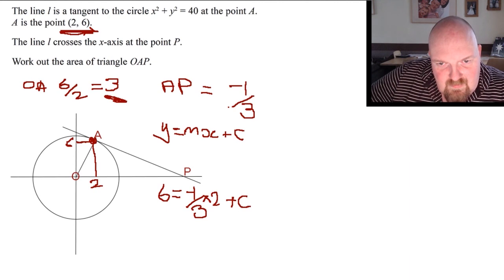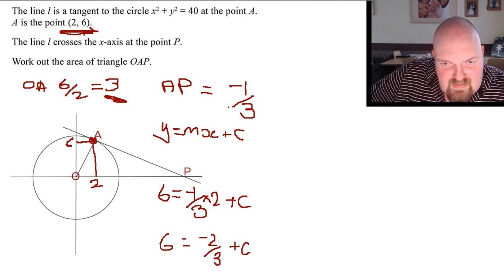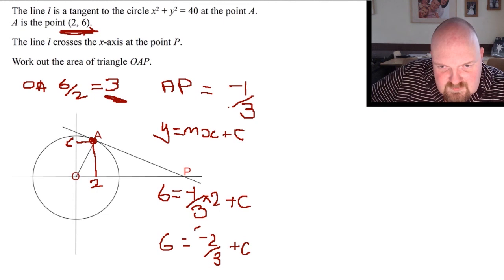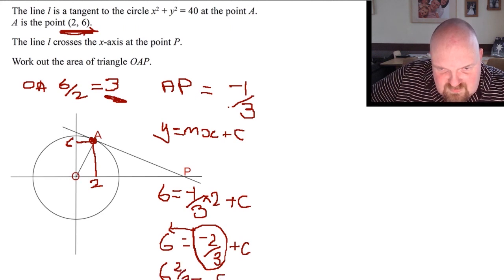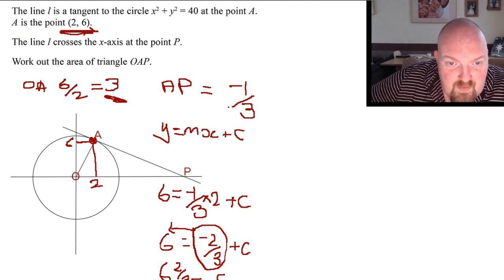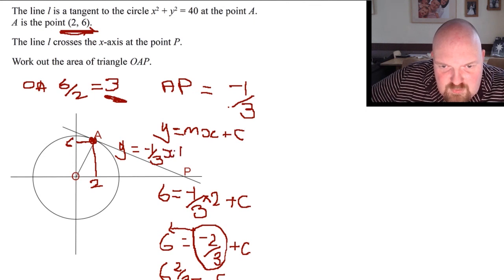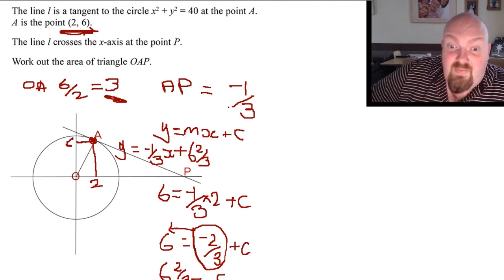Okay? A little bit of simplifying. We get 6 equals -2 over 3 plus c. And then by simplifying further, so we cancel this down, we bring this across, we get that 6 2/3 equals c. Okay? I can now take that and put that back in to get the proper equation of this line. So this line is y equals -1 over 3 x plus 6 2/3. Okay? I've now got that.